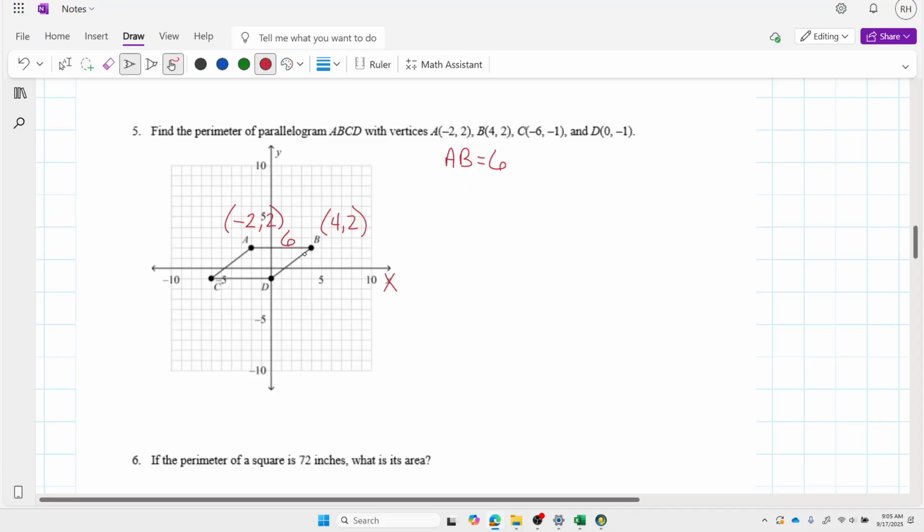So now we need to find either BD or AC. So point D, the coordinates of point D are 0, -1. So if we're going to find the distance from B to D, we're going to label these points. All right, B is at, or I'm sorry, the 4 is our x1, 2 is our y1. And then point D, we've got an x2 and a y2.